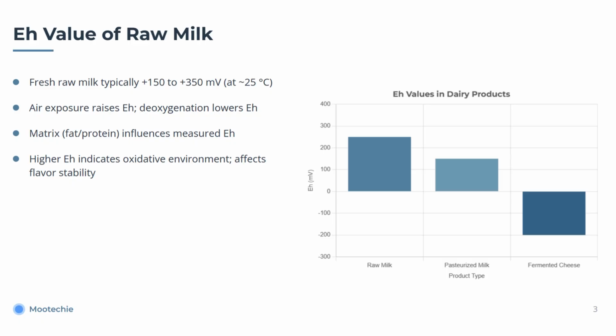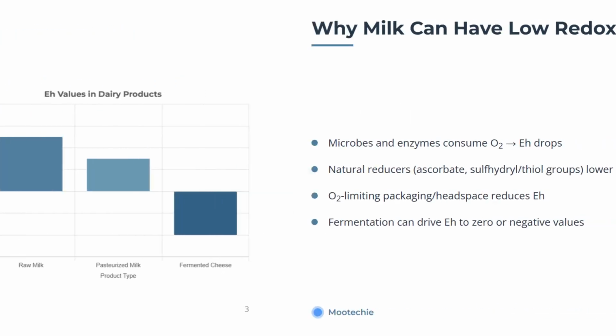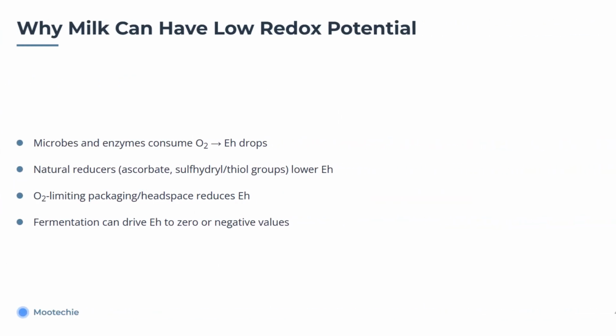Let's also look at EH values in some other dairy products. For instance, pasteurized milk often has a different value, and fermented cheese can have a significantly lower, sometimes negative EH. The chart on this slide illustrates this range, showing how different products like raw milk, pasteurized milk, and fermented cheese compare, with values spanning from around 300 millivolts down to negative 300 millivolts for strongly fermented products.